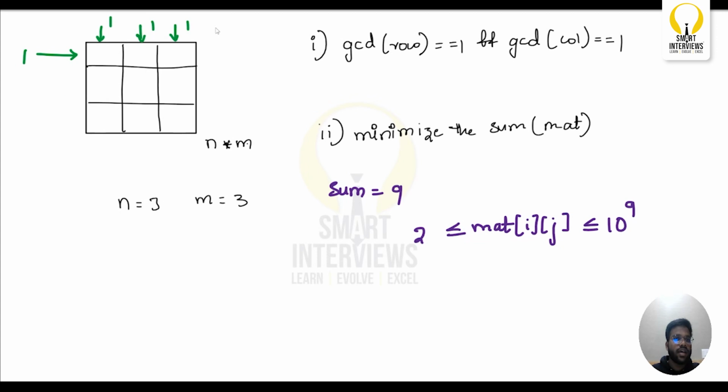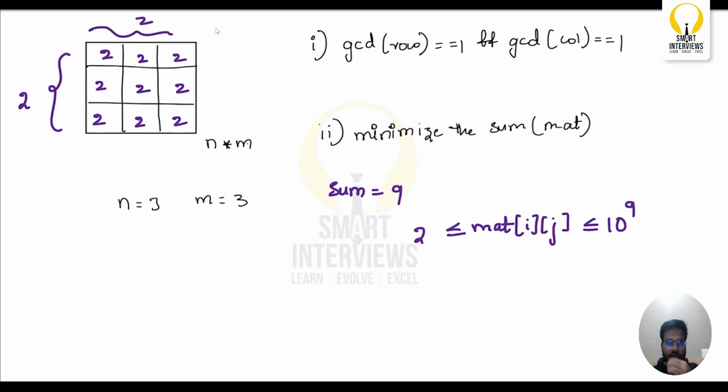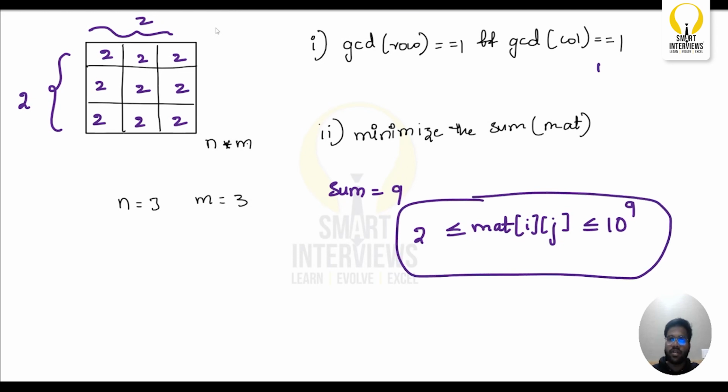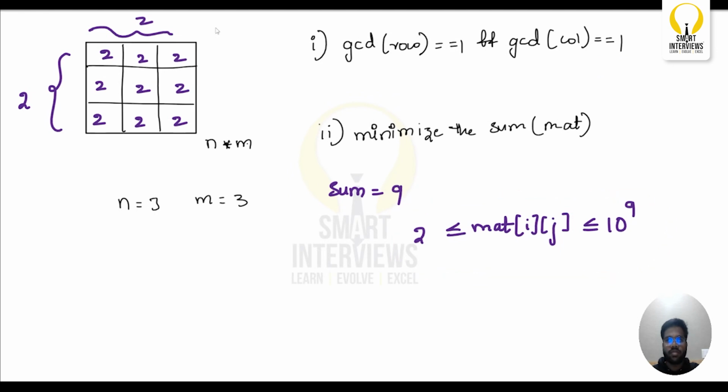So now you might be thinking that we'll be taking all 2's in the matrix. Let's say if I take all 2's in my matrix, what is the GCD of each row and each column? GCD of these rows will be 2, GCD of these columns will be 2. But this is not a valid matrix. Anyhow, we are following this constraint, but we are not generating a matrix whose rows and columns have GCD equal to 1, right? So this is also not a valid matrix.